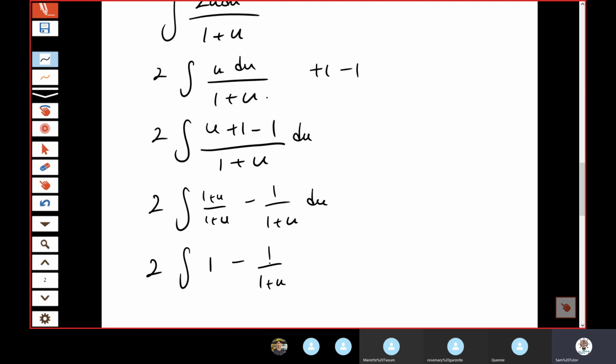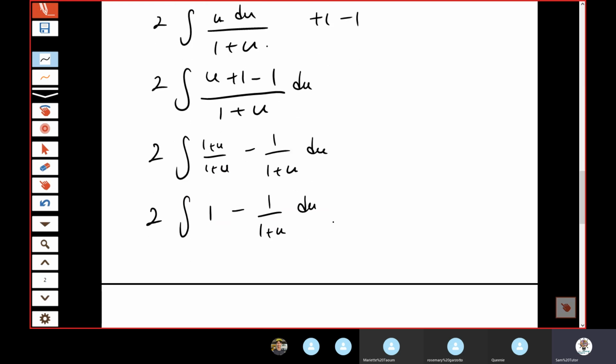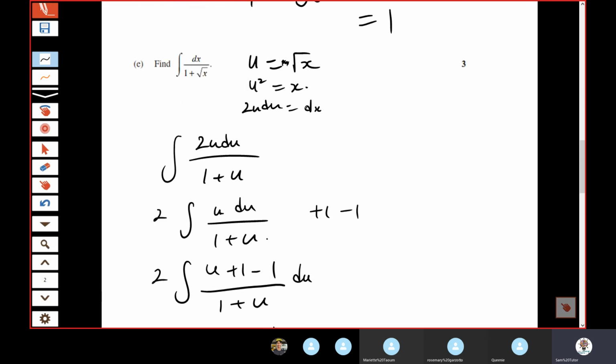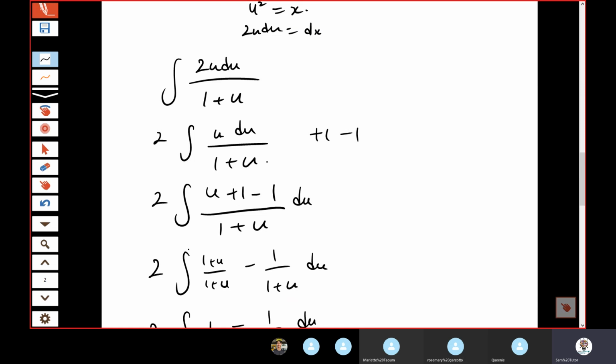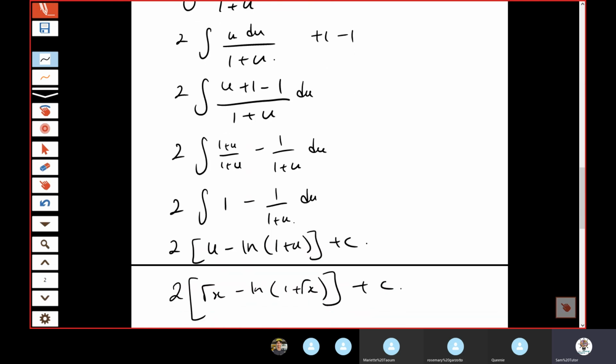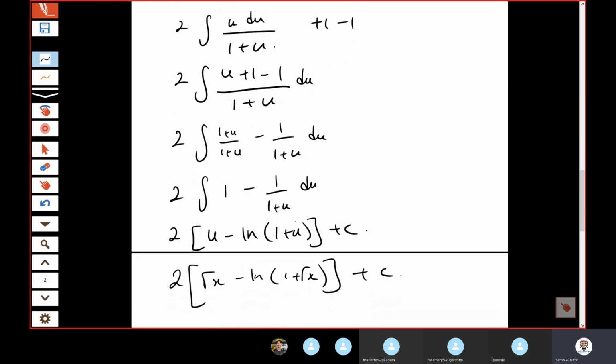What's the derivative of u? It is a 1. And I think we're pretty much done. The answer is u minus log 1 plus u plus c. Actually, you're not done because u equals root x. Don't forget to always substitute back. So 2 root x minus log 1 plus root x plus c. So that was a bit of a different question, which required 2 such rules, which is usually the case for those last ones.